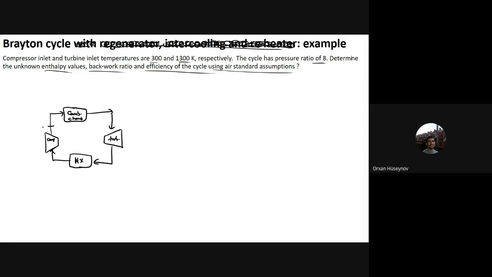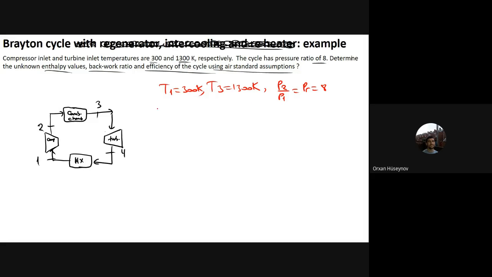Here you have state 2, and this one is the inlet state 1, state 3, and state 4. This is the general cycle, and the question says that the compressor inlet temperature T1 is 300 Kelvin, the turbine inlet temperature T3 is 1300 Kelvin, and the cycle has a pressure ratio P2 by P1, which you can show as PR, which is 8. Determine the unknown enthalpy values, backwork ratio, and the efficiency of the cycle.